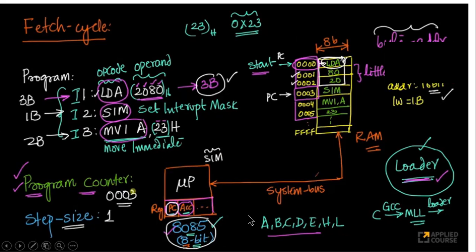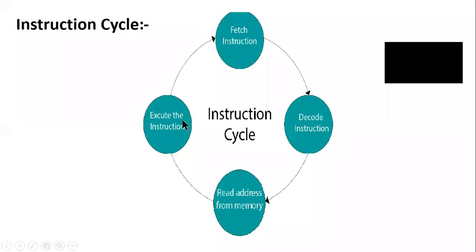After some calculation, again it is stored in the memory. Okay, so for one instruction, the whole thing should be processed. That is like this. You see here, it is fetch the instruction, decode instruction, then read the address from the memory and execute the instruction.